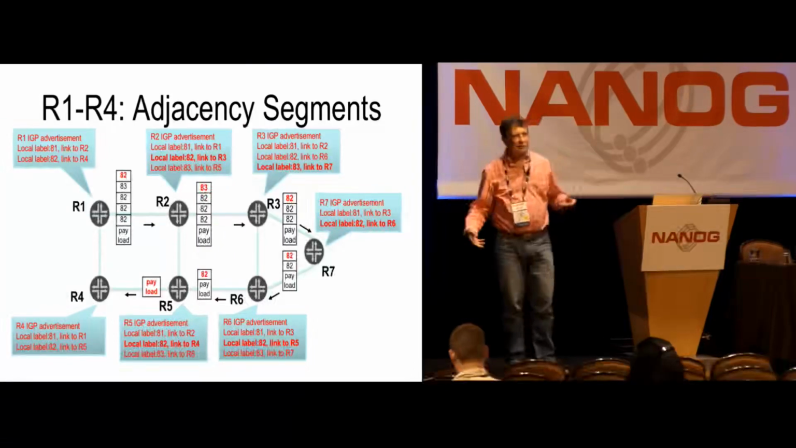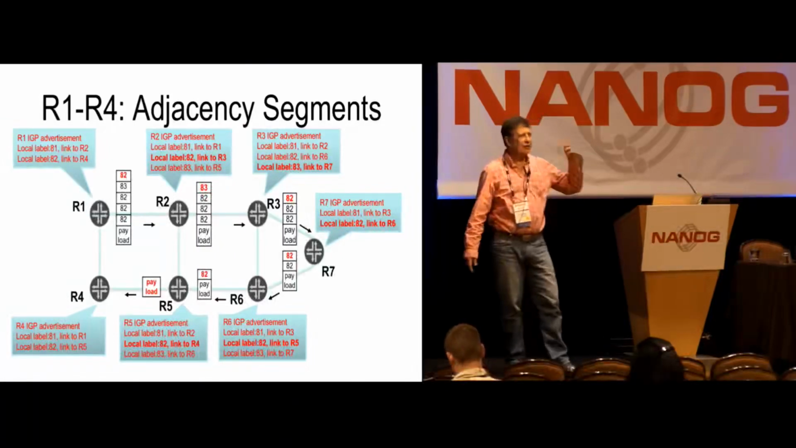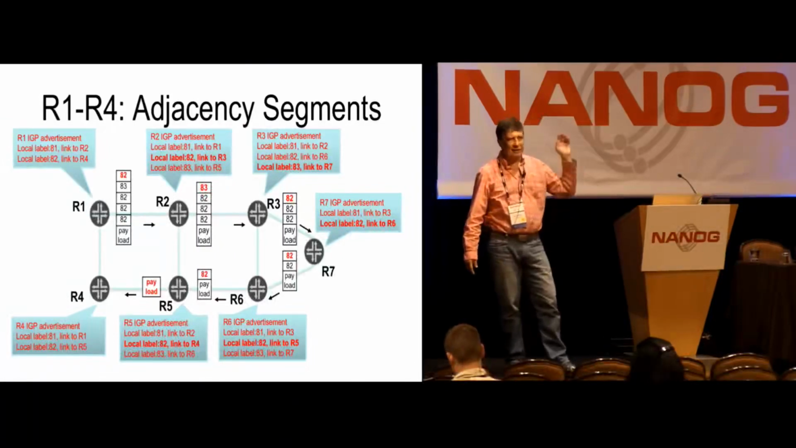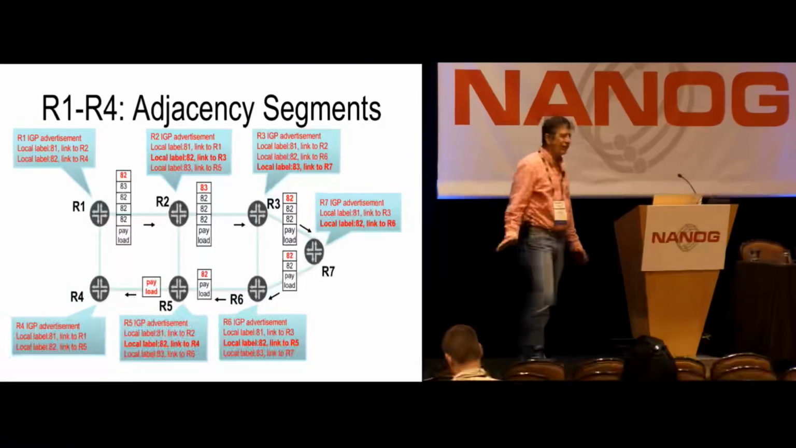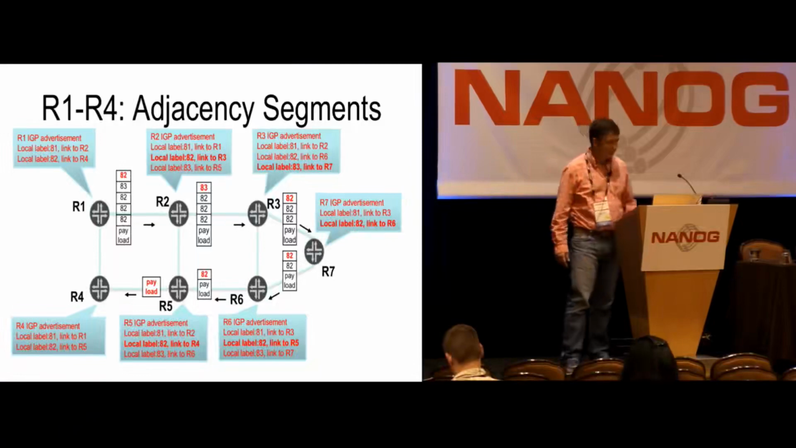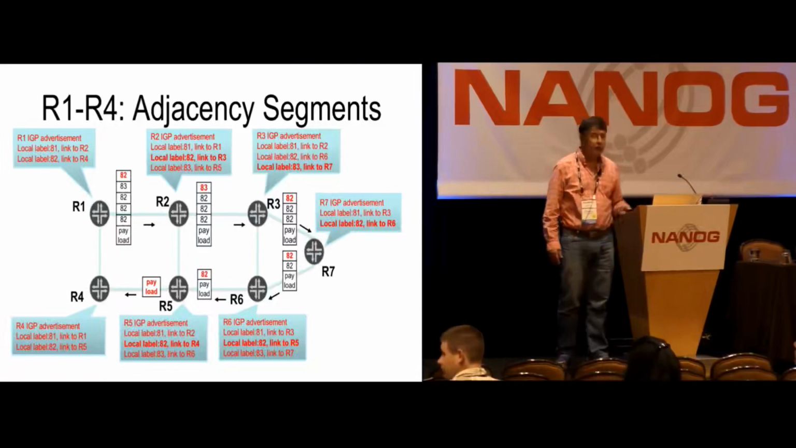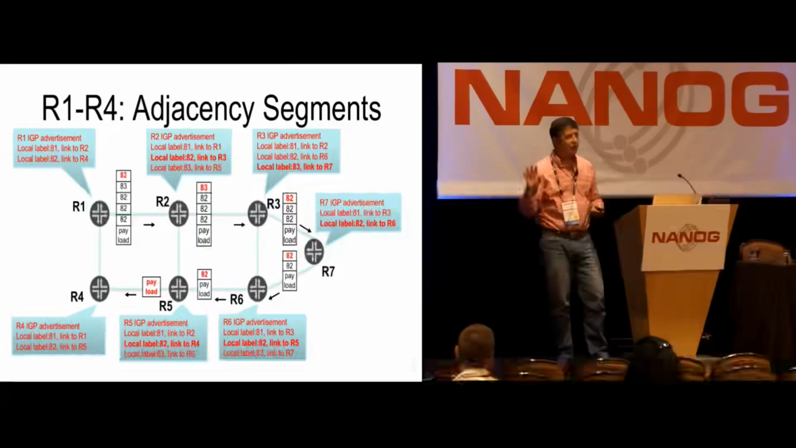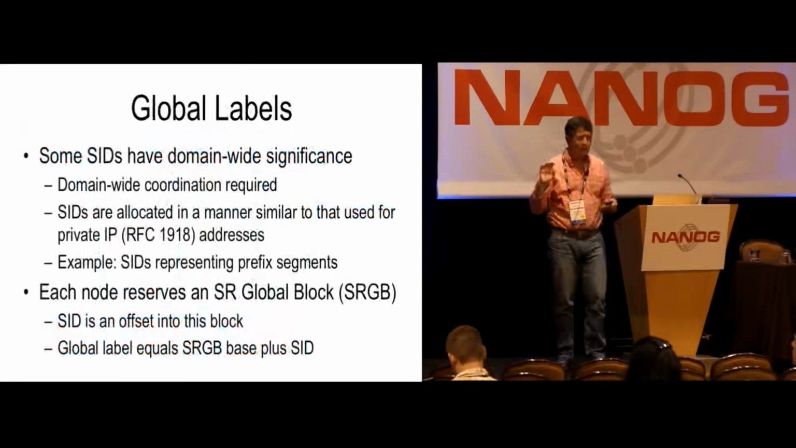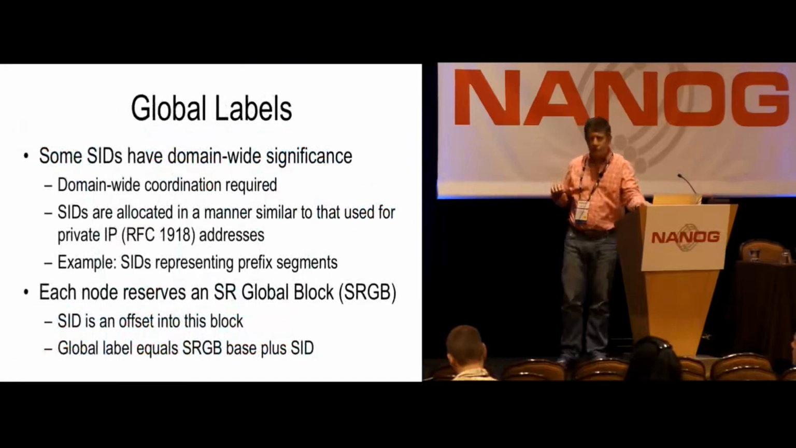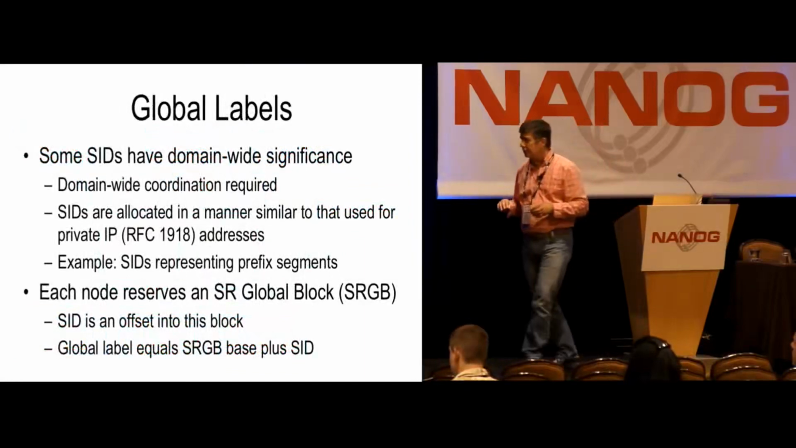We'd have to figure out some way to either signal back to the ingress and send the packet again. We'd have to do something about restoration that's as yet undefined. So let's talk about a more common use of SR. Adjacency labels are used sometimes, just not as commonly as prefix labels. Let's talk a little bit about prefix labels first.